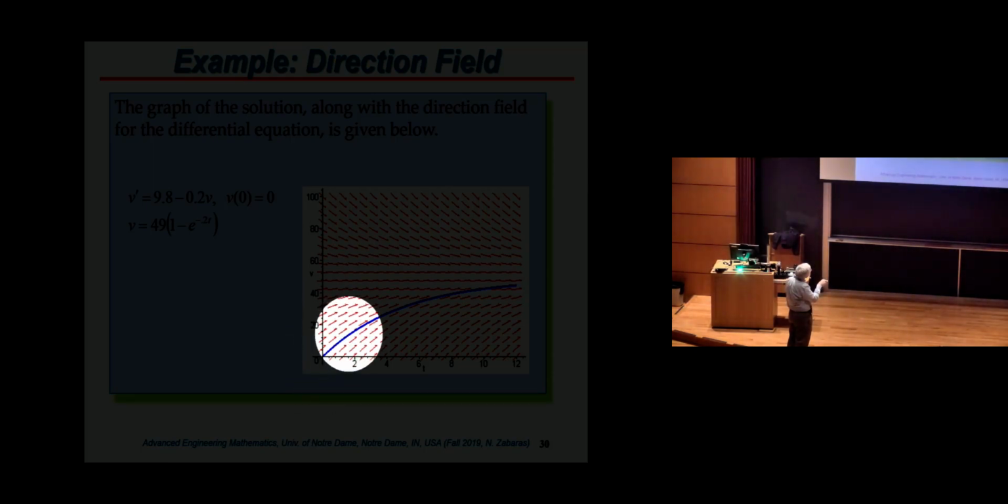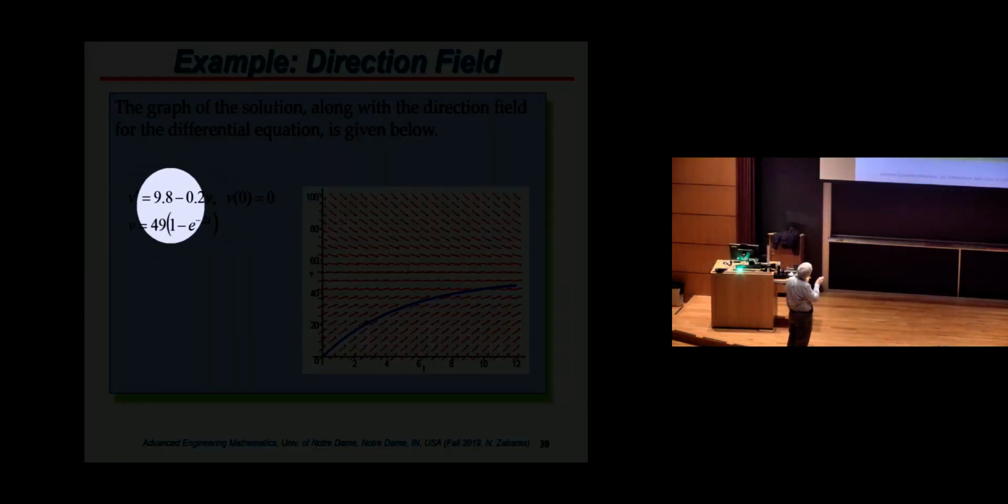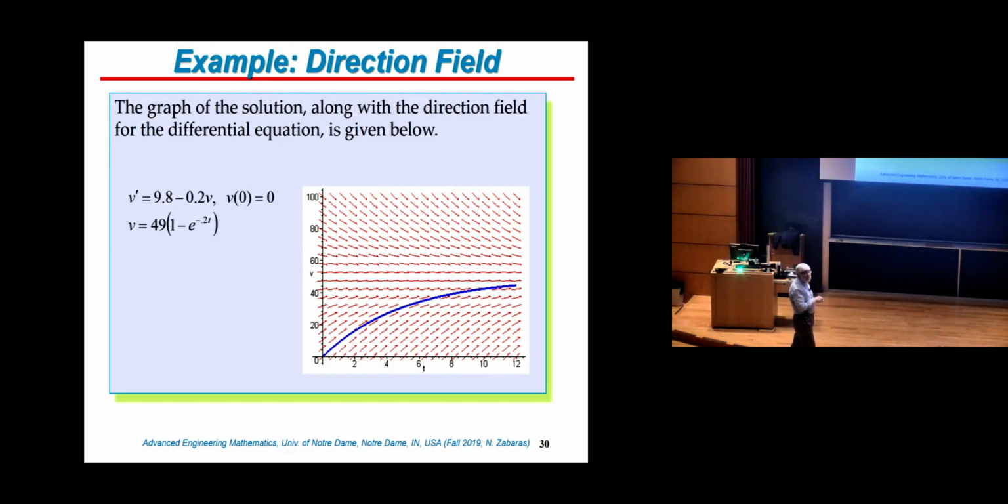And you can see you are approaching the equilibrium solution. You can see as t goes to infinity, what happens to this solution? As t goes to infinity, where do you go? To 49. And do you know what the 49 is? It's 9.8 divided by 0.2. It's an equilibrium place to be because v prime there is equal to 0.